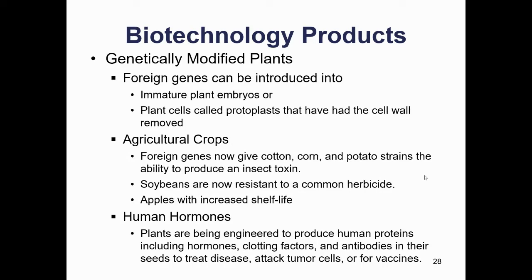We can use those to produce human hormones. So we have plants that are bioengineered to produce proteins like different human hormones, clotting factors, and antibodies that will prevent illness, treat diseases, attack tumor cells, or we can use those for vaccines.